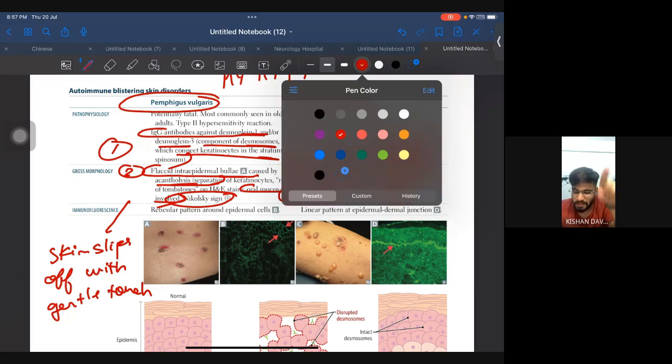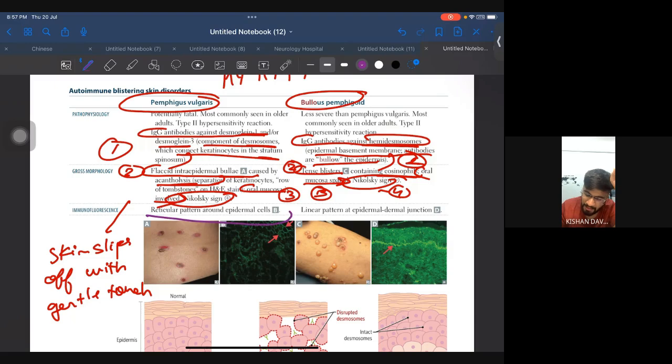And the fifth one, the most important: reticular pattern around epidermal cells versus linear pattern at the epidermal-dermal junction. So these are the differences, and mark my words, one or two questions are definitely going to come from this. Remember the differences. That's it. Both are type 2 hypersensitivity reactions. This you need to remember.